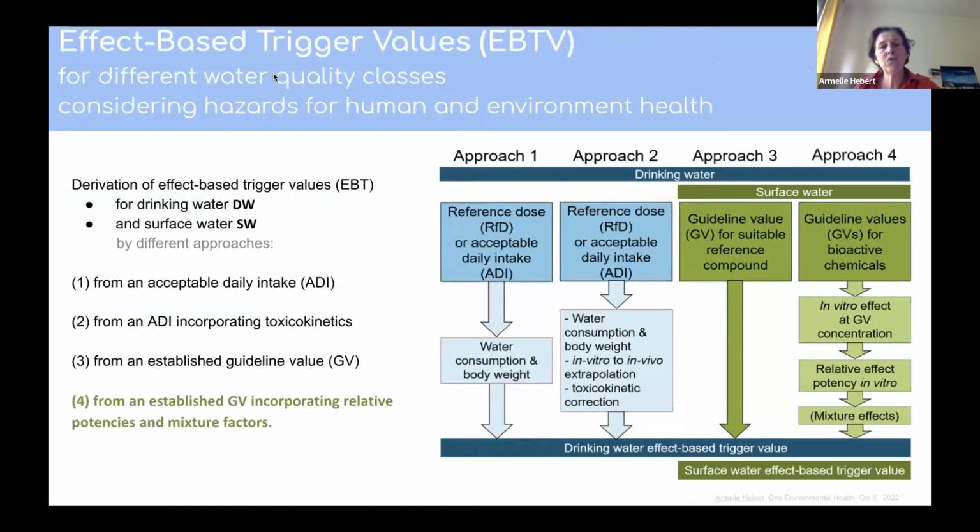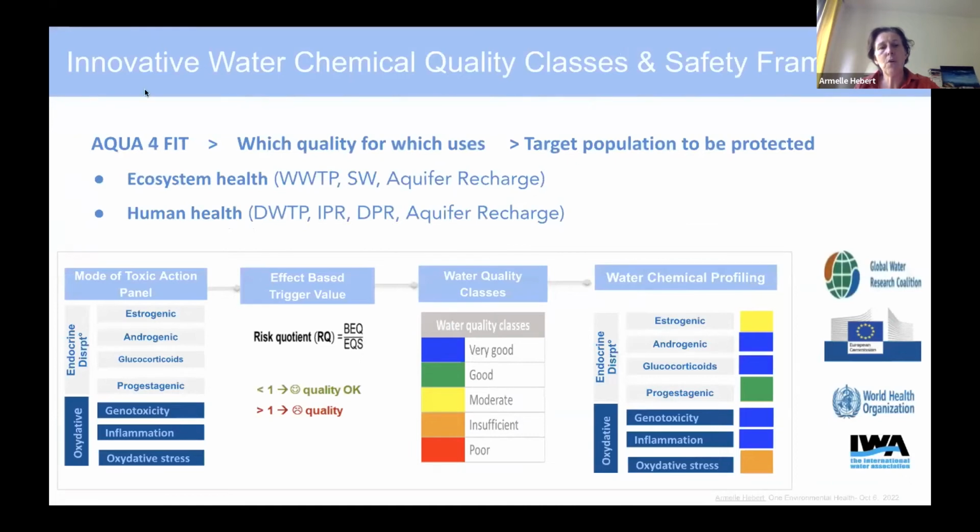we also derived some effect-based trigger values in order to better protect even human health or ecosystem health, considering the mixture effect, because it is completely different from a substance-based approach. And we also derived some water chemical quality classes in terms of a safety assessment framework, so we can detect the different modes of action.